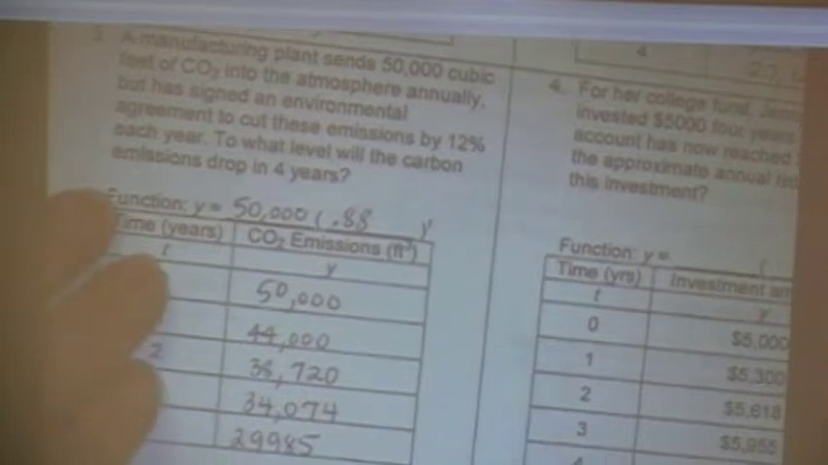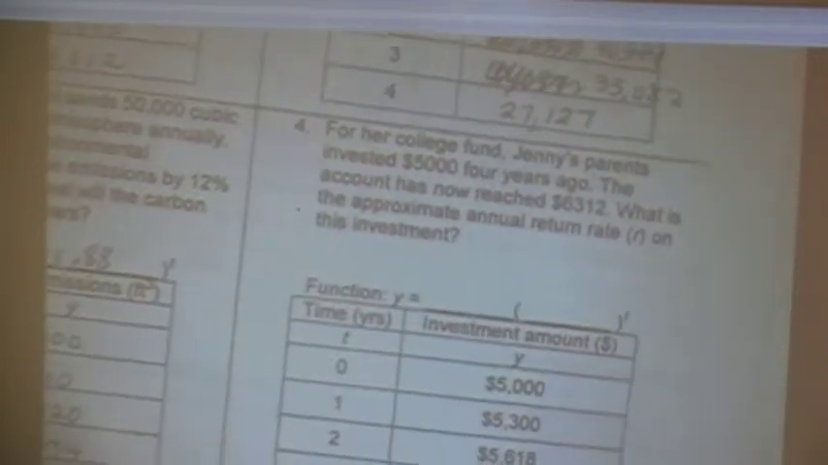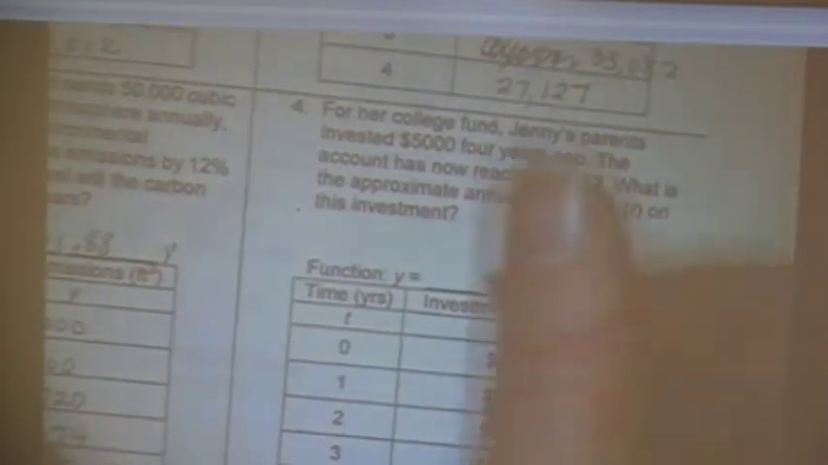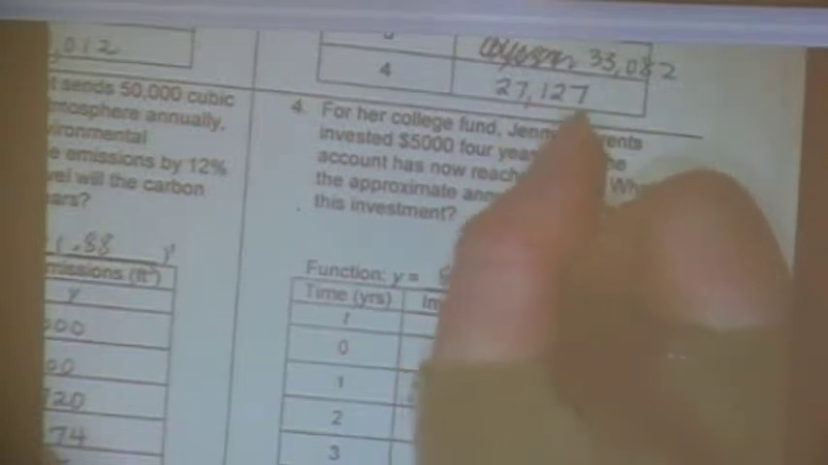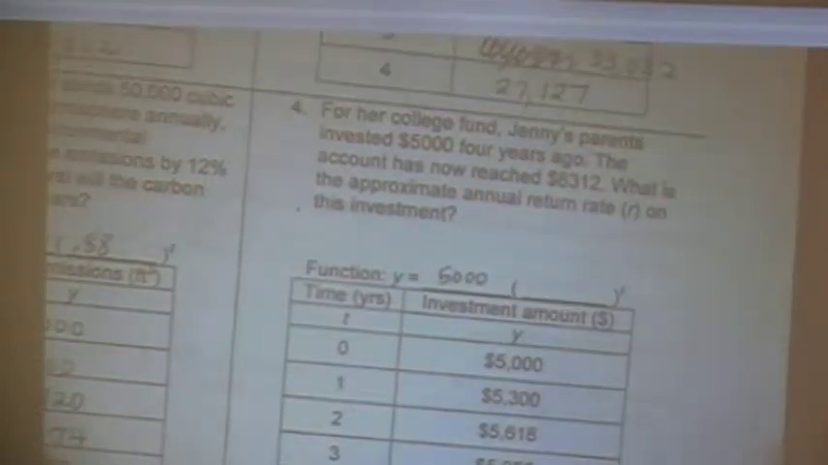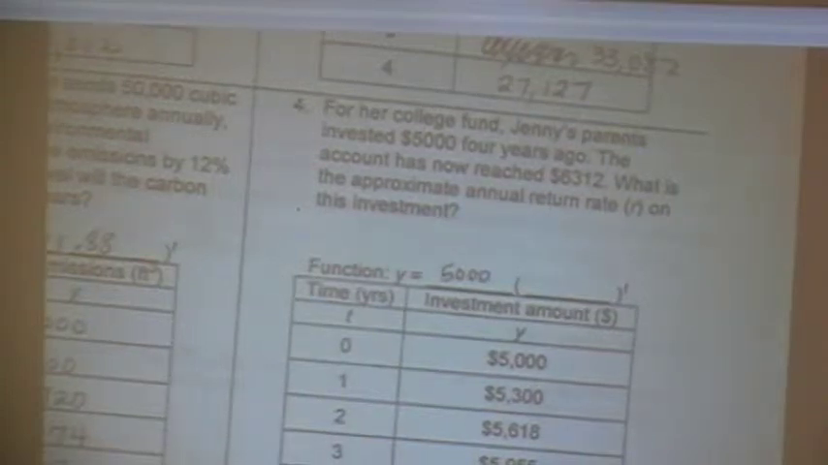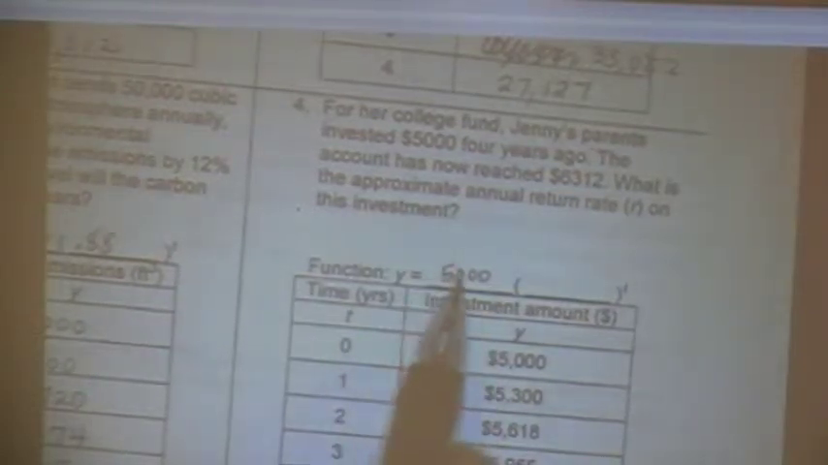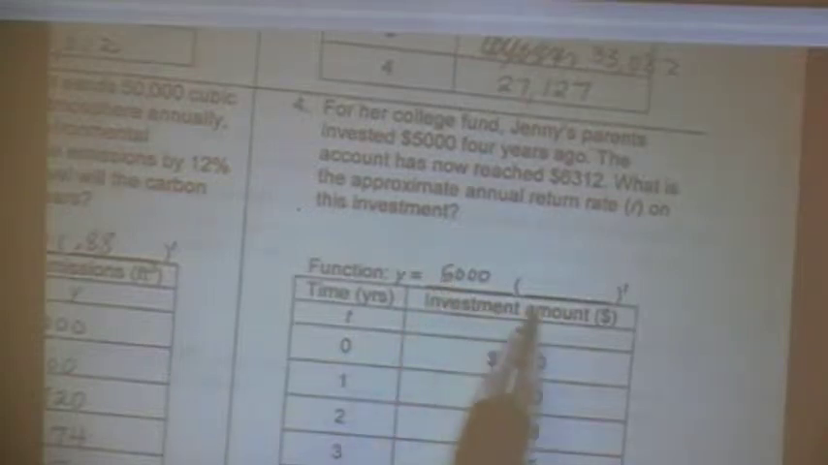Alright, problem number 4. College fund. Jenny's parents invest $5,000. That's your initial investment 4 years ago. The account has now reached $6,312. What is the approximate annual return rate? So we talked about with a table that your A value is so easy to find. It's always right there with 0. So that's this value. How did we find that B value again?